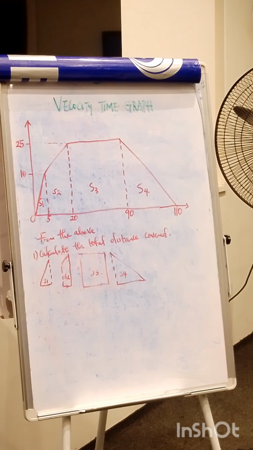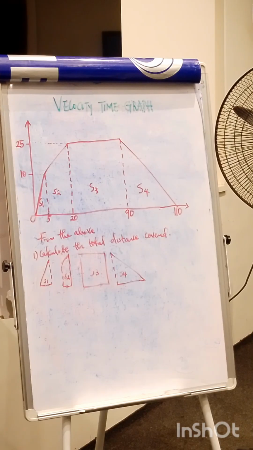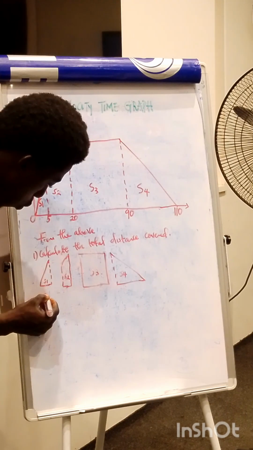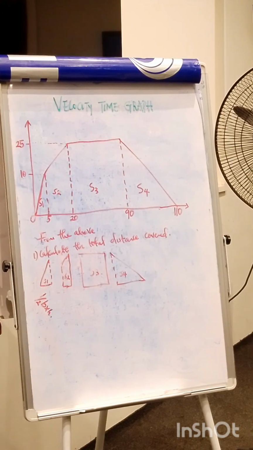I want to know my total distance covered, so I have to break them into small sections. If I break them down into small sections, I'm going to solve for each of these sections. So let's solve for section 1. How do you know the formula that you will use for section 1? Section 1 is a right angle triangle, so for every right angle triangle, you'll be using 1/2 base times height. Are you with me?